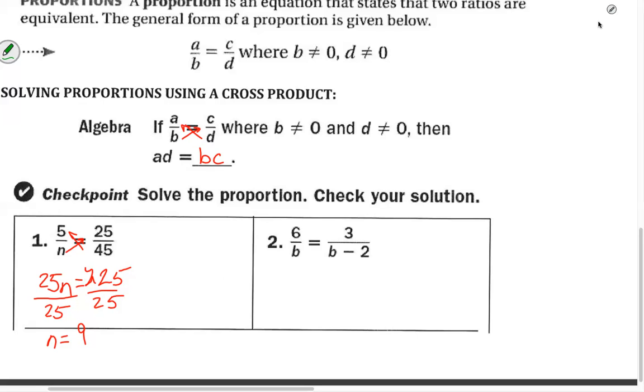Oh, all right, Chucky. This one has a lot of stuff going on, right? You're like, how do you do it? It's different. It's not. It's the same. Watch this. 6 times B minus 2. You see that? Watch this. Equals 3 times B.